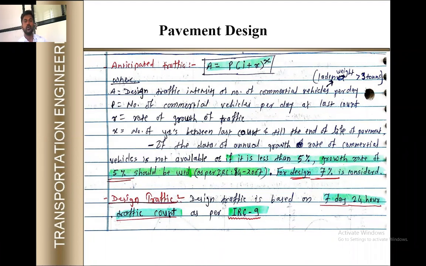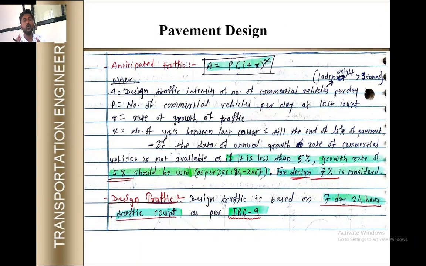Okay. So for anticipated traffic, to calculate the design traffic intensity, the number of commercial vehicles per day means what? How many vehicles are traveling on that road per day. It is calculated using the formula A = P(1 + R)^X, where A is the design traffic intensity, that is the number of commercial vehicles passing per day. P is the number of commercial vehicles per day at last count. R is the rate of growth of traffic. X is the number of years between the last count and the date, that is the period of calculation.